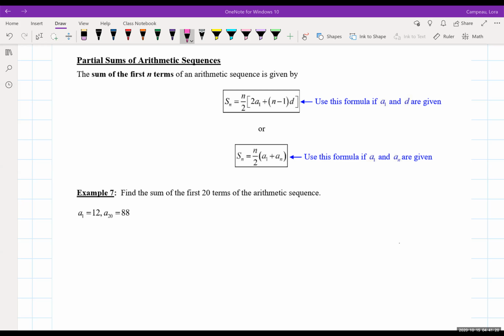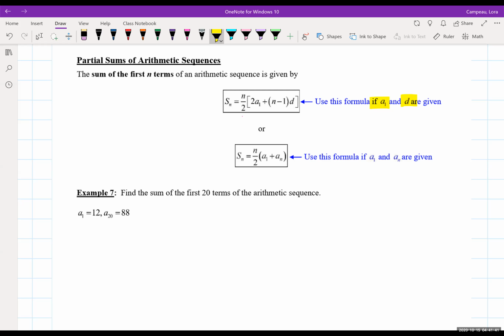So we do have the first formula, S sub n, that's the sum of the first n terms. I like the abbreviation. That's equal to n over 2 times the quantity of 2 times a sub 1 plus n minus 1 times d. And then we're going to use this formula if a sub 1 and d are given.